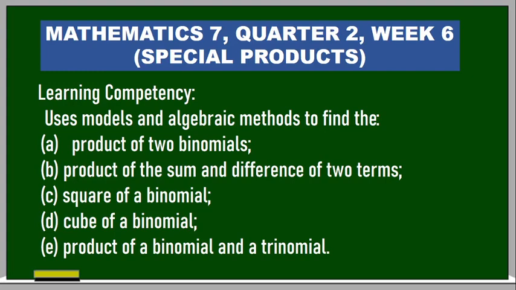Hello, grade 7 students. Welcome to my tutorial in Mathematics 7, Quarter 2, week number 6 with the topic Special Products, which includes letter A, product of two binomials, letter B, product of the sum and difference of two terms, letter C, square of a binomial, letter D, cube of a binomial, and letter E, product of a binomial and a trinomial. In these special products, we will deal with the use of models and algebraic methods.